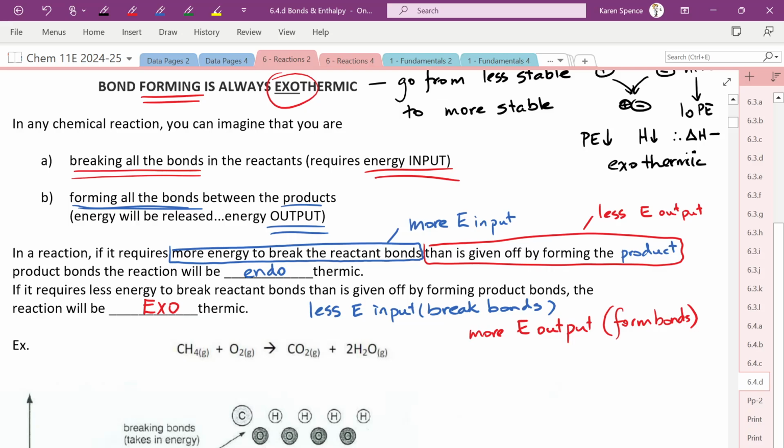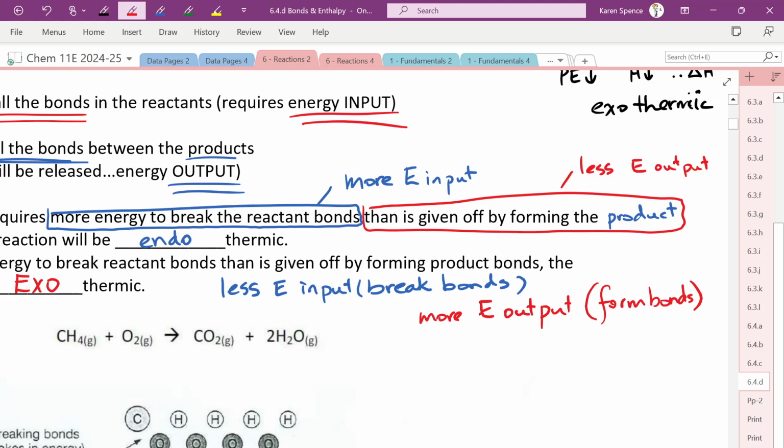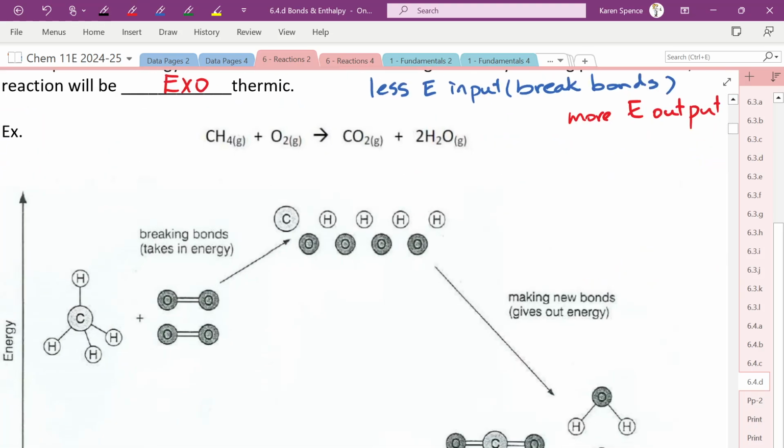So we're going to take some CH4. What's the name of CH4? Methane, okay? Methane plus O2 gives CO2 plus H2O. What is that type of reaction? Combustion. Okay, let's take our CH4. Here it is. And we're going to break all these bonds.